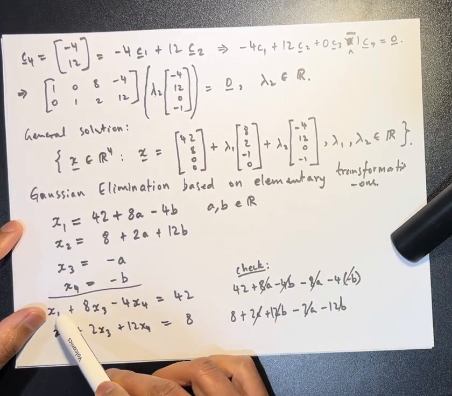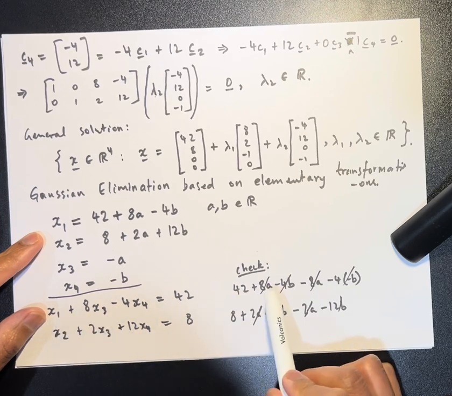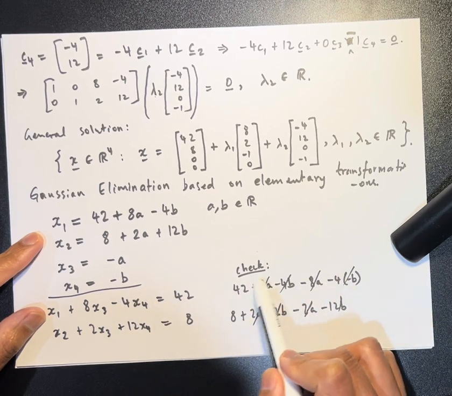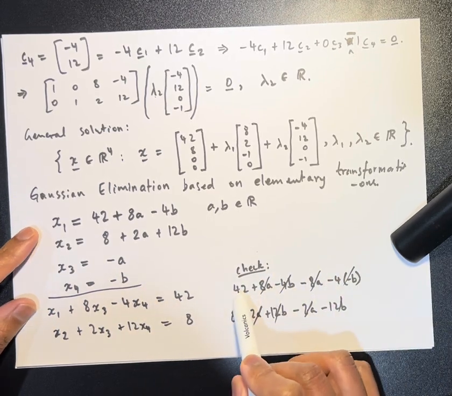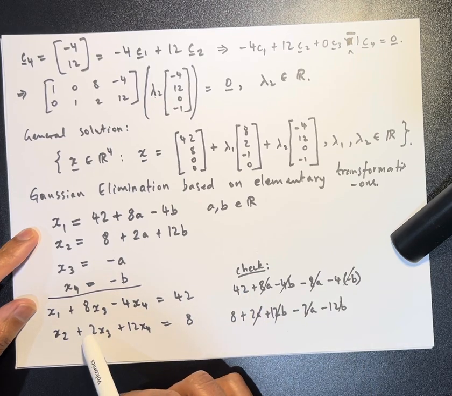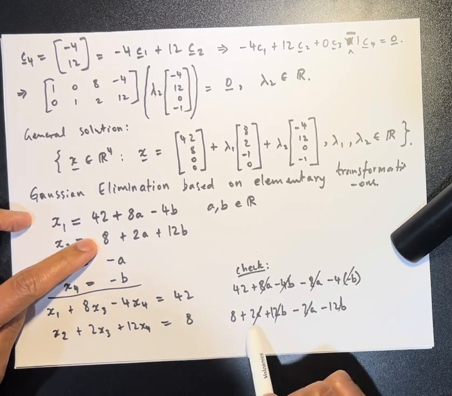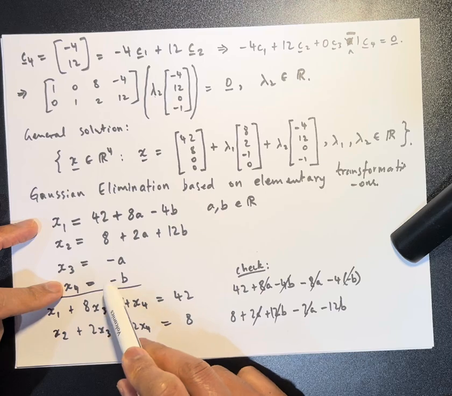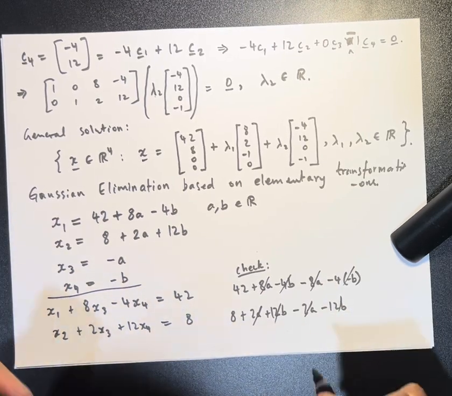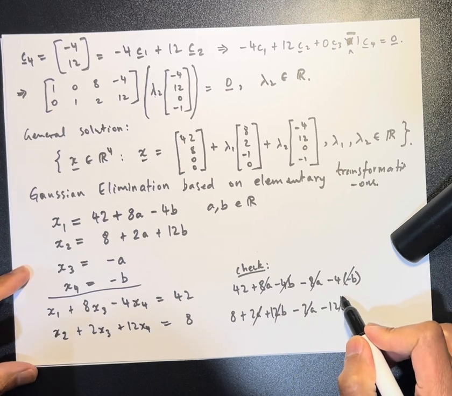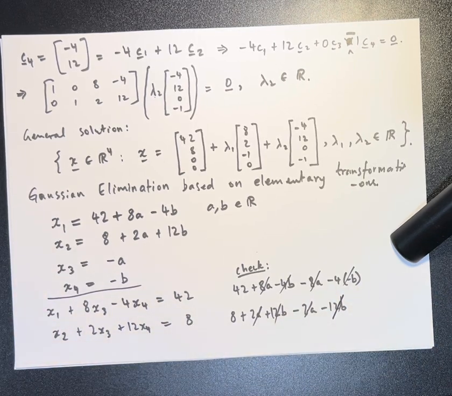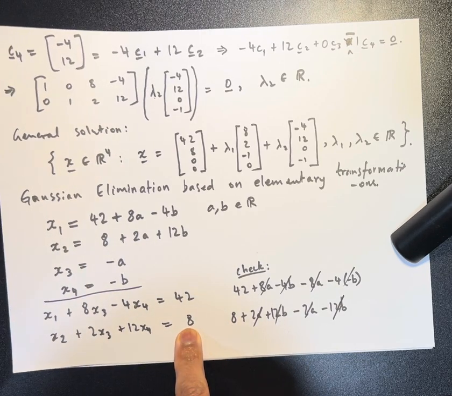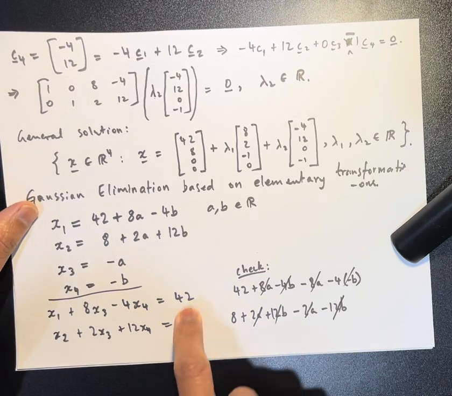So I've just taken 42 plus 8a minus 4b for x1, which is this guy, plus 8x3, which is minus 8a, and minus 4 times minus b, and you can see all these terms cancel out and become my 42. And then this one is x2 plus 2 times x3, so x2 is 8 plus 2a plus 12b, then 2 times x3, minus 2a, and then plus 12 times negative b, which is minus 12b. So you can see that this 2a and 2a cancel, and 12b and this 12b cancel each other, and what remains is 8, and that's what it is, right? So this is a way that you generally can verify whether your answer is correct or not.